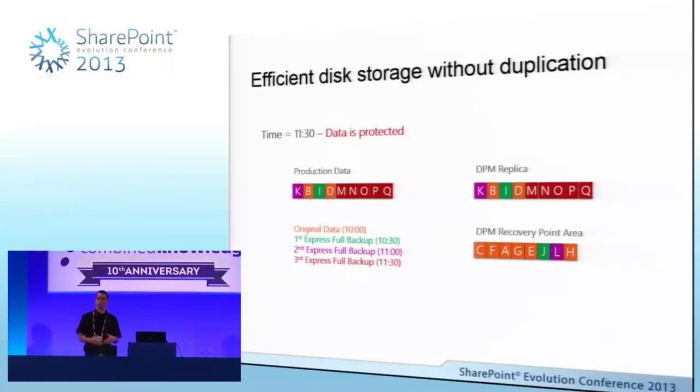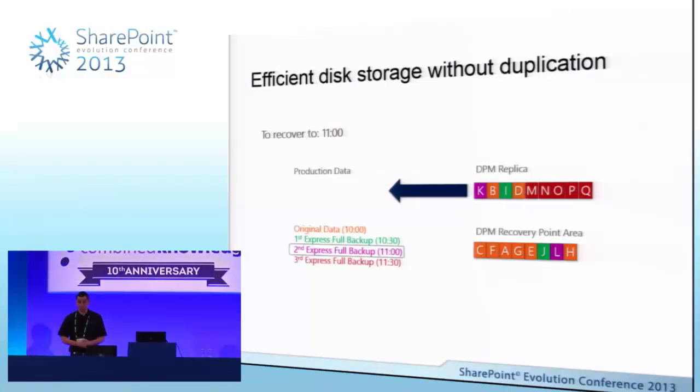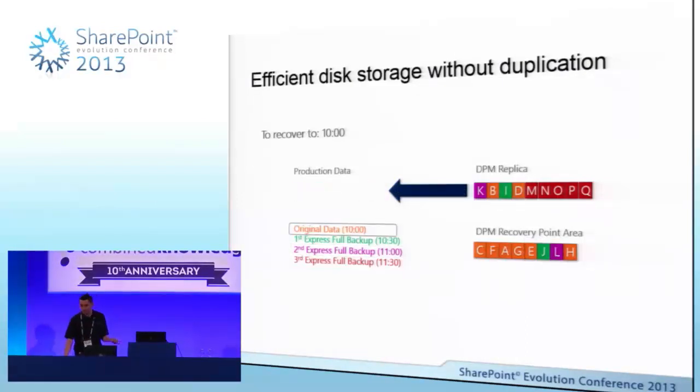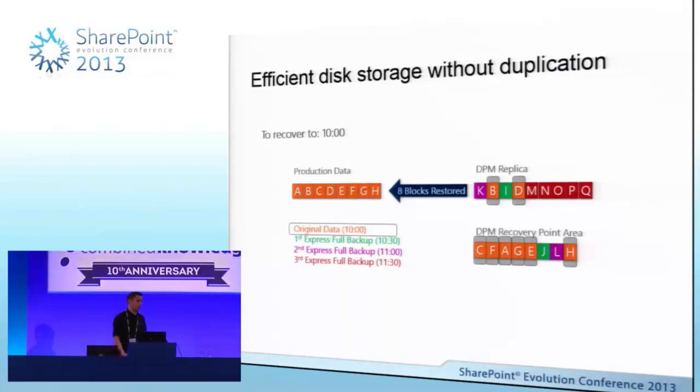So now you think, well, what happens when I want to do a restore? Well, this is actually quite simple. If we wanted to go back to, say, 11 o'clock, what we do is we take all the blocks as they looked at 11 o'clock. So in this scenario, it's everything except for the red ones, right? So we just play back the blocks from the replica area and the blocks from the recovery point area. And that's what that particular item looked like at that point in time, okay? If we want to go back to 10 o'clock, then it's really simple, right? We just play back all the orange blocks, because that's what the farm looked like, or that's what that particular document even looked like at 10 o'clock.